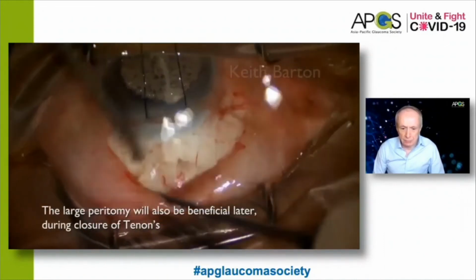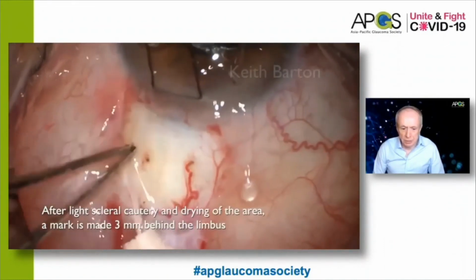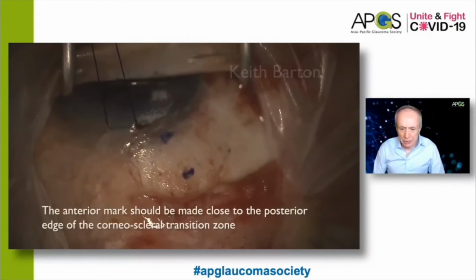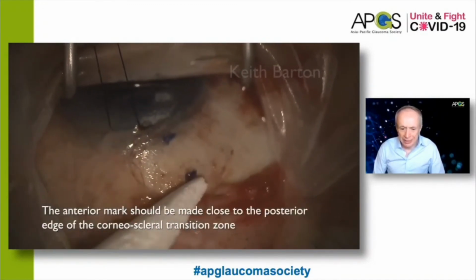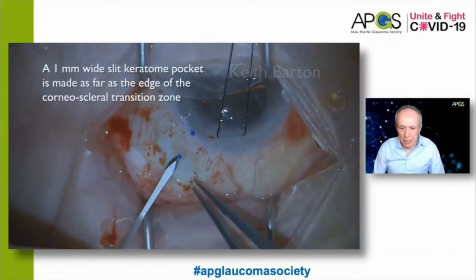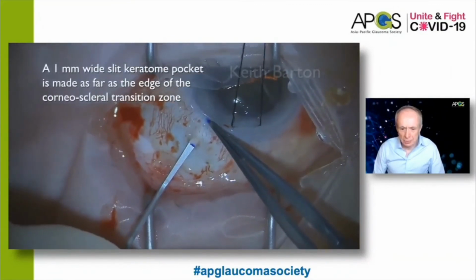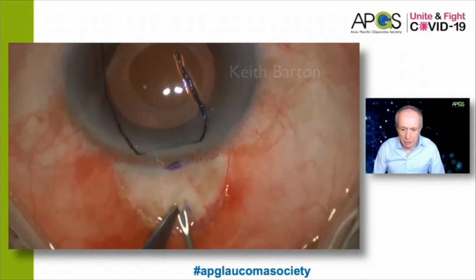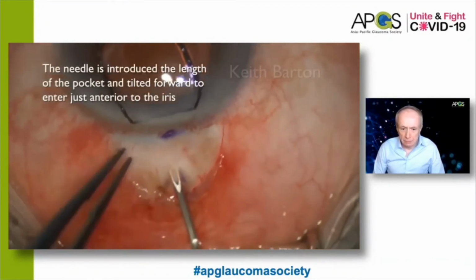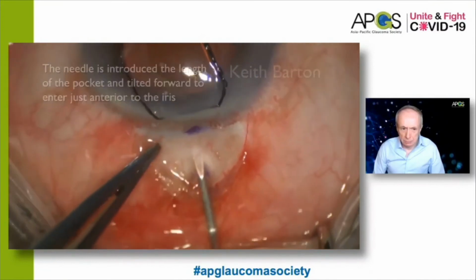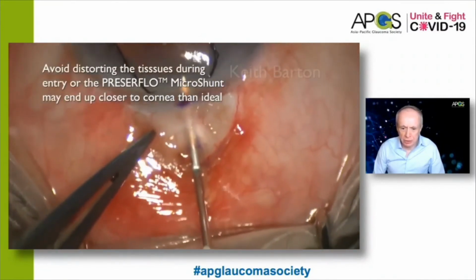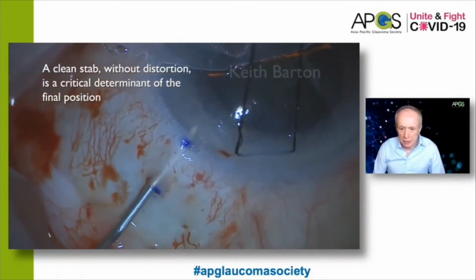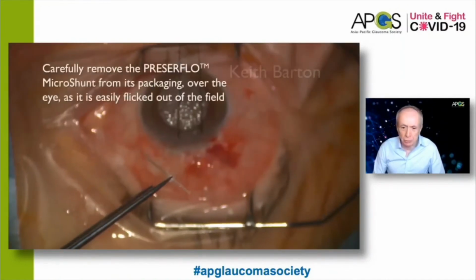And you will see here that like a Zen, the key mark is 3 millimeters behind the limbus, except again, you're going in ab externo rather than ab interno. The 1 millimeter slit keratome and needle are provided in the package with the microshunt. And you've got to be quite careful not to distort the tissues. This looks very simple, and it is quite a simple technique, but there are a couple of tweaks to ensure that the microshunt doesn't sit on the iris or in the cornea.